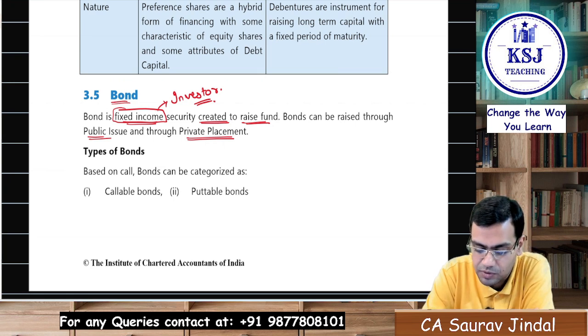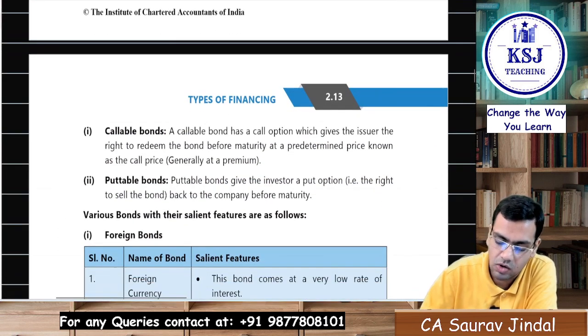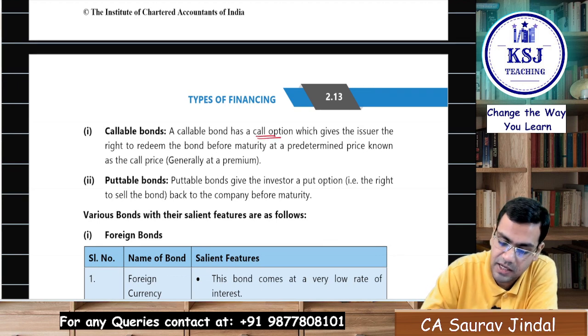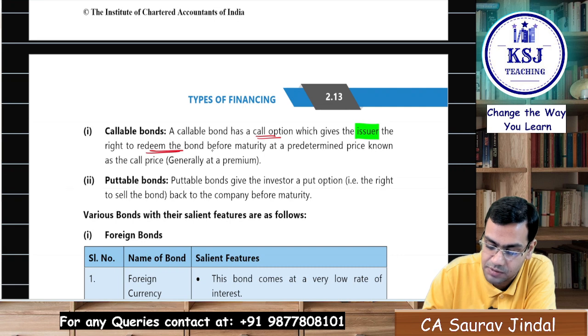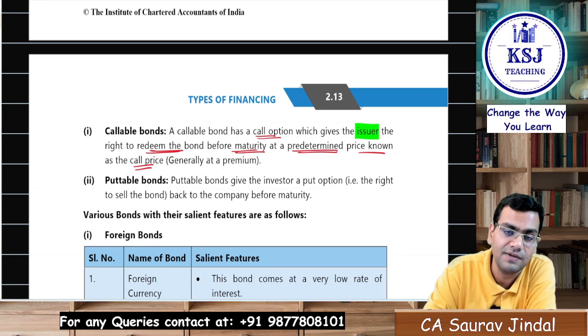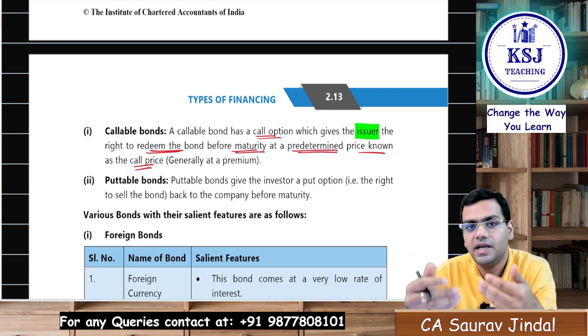So types of bonds: one is callable bonds, and one is puttable bonds. What are callable bonds? A callable bond has a call option which gives the issuer, that is the company that has issued the bonds, the option to redeem the bonds before maturity at a predetermined price known as the call price. So if they have issued the bond for 10 years, they can redeem it after 7 years, at a predetermined price. Obviously it will be at a premium.